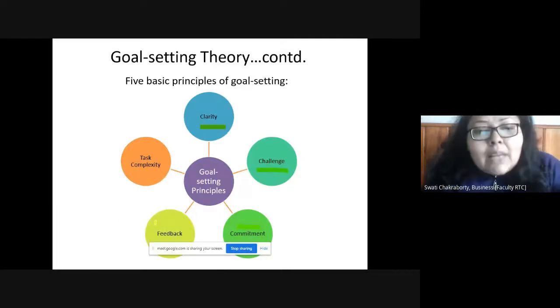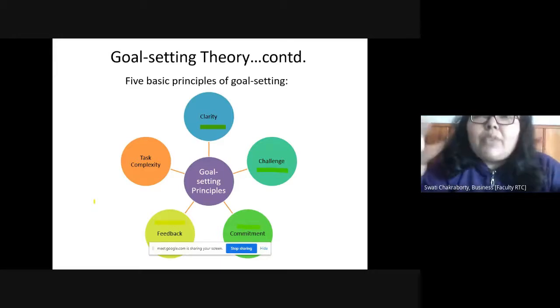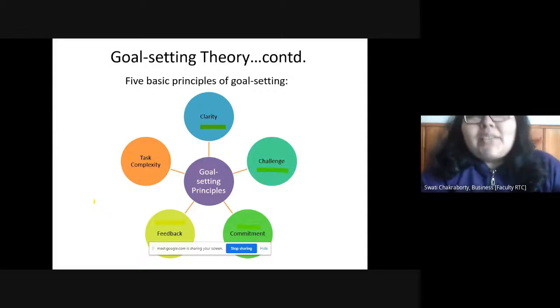After that comes feedback. Now, what is feedback? Basically it talks about the progress you're making in the work of achieving your goal. What are the difficulties that you're facing? Were there any problems there?